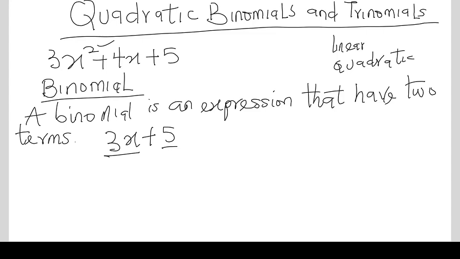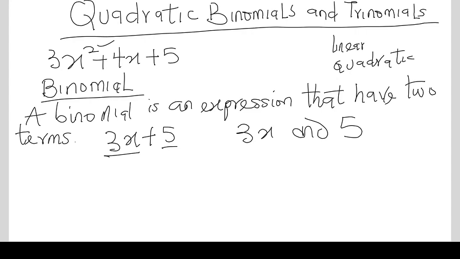So the terms in this expression, we have 3x, that's one term like that. Then we have another term which is 5. So this expression is having 2 terms, and because of the fact that it is having 2 terms, it is called a binomial. So a binomial is an expression with 2 terms. So it could be a quadratic expression, it could be a linear expression, it could be a cubic expression. So far, that expression is having 2 terms. It means it is binomial in nature.